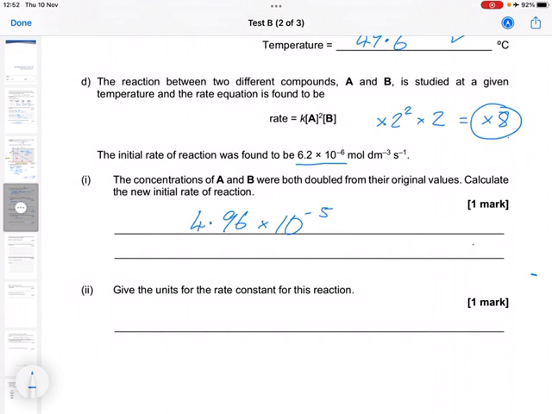And then the units for the rate constant. So in the rate, the moles per decimeter cubed will cancel out one of the three kind of concentrations I've got there, which will leave me with mol minus 2, dm plus 6, seconds minus 1.